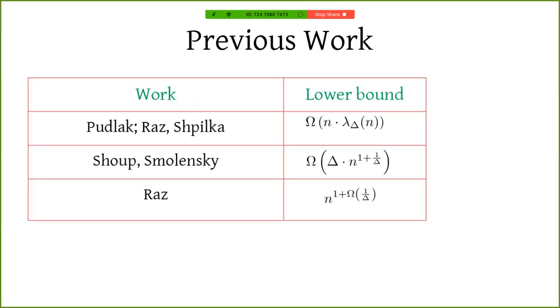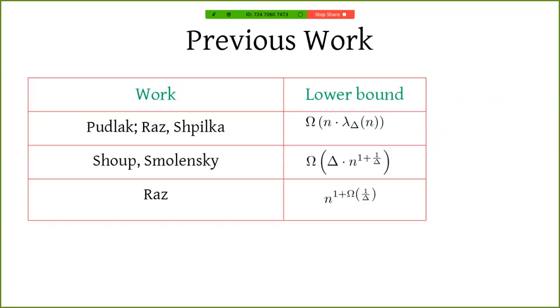Also, due to the work of Schoup and Smolensky, we know a lower bound of omega delta times n raised to 1 plus 1 by delta, and due to the work of Raz, we know a lower bound of n raised to 1 plus omega of 1 by delta for depth delta circuits.